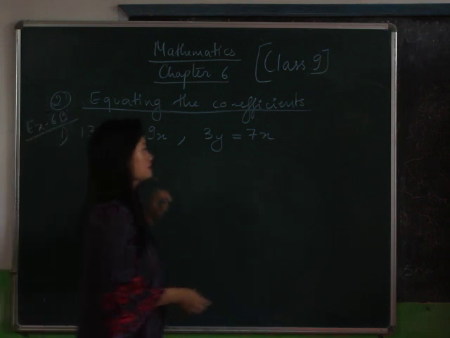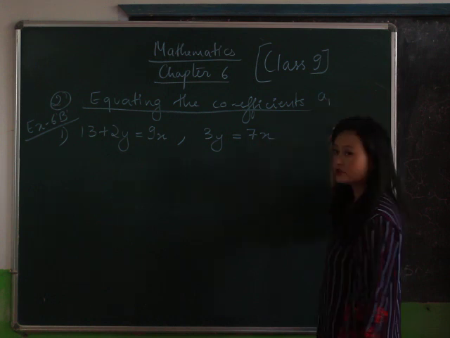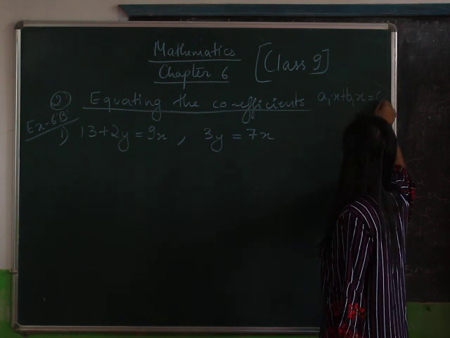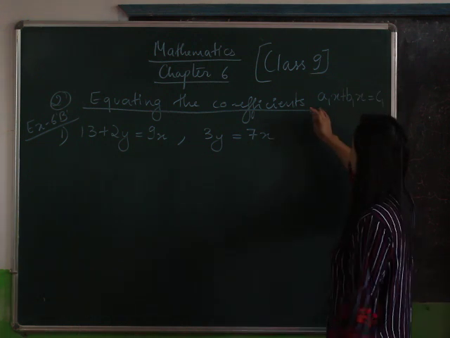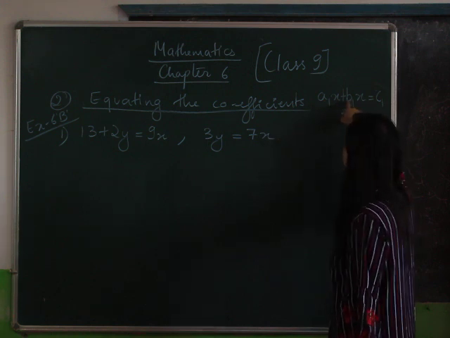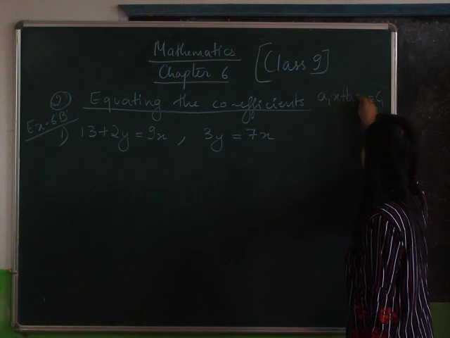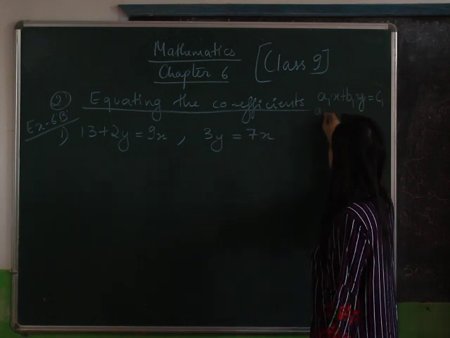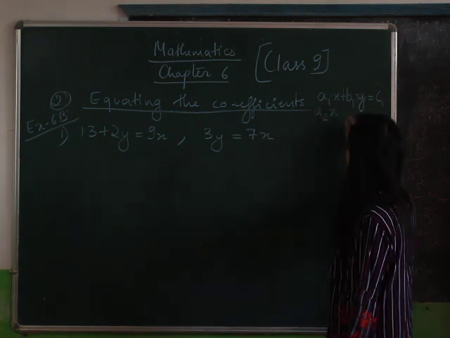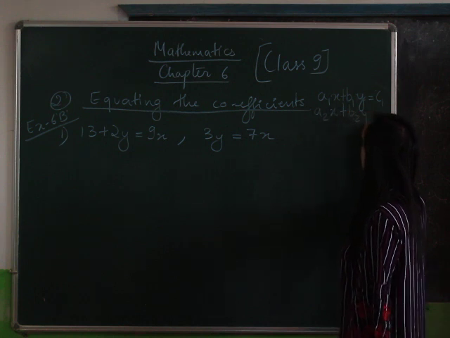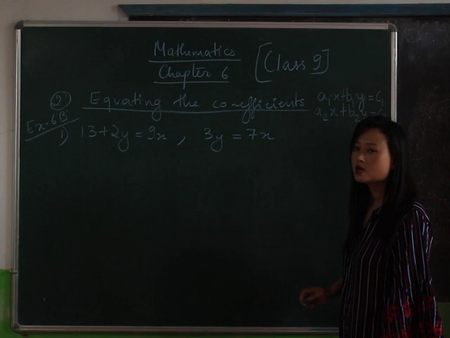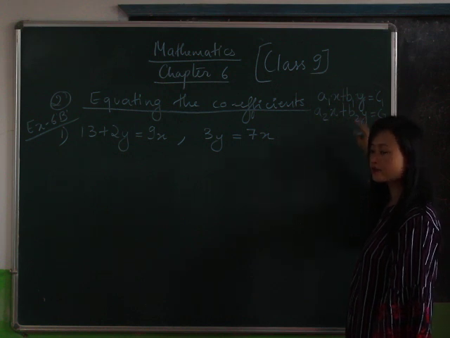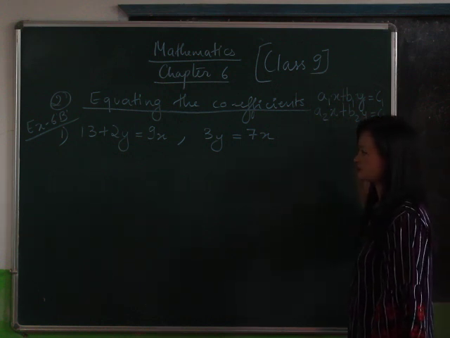Now, what would the general equation for this be? How do you arrange it? a1x plus b1y is equal to c1. Okay, this is your general equation. So a1 is the coefficient of x, b1 is the coefficient of y, and c1 is your constant. For your equation 2, your general equation will be a2x plus b2y is equal to c2. So a2 is the coefficient of x of your second equation, b2 is the coefficient of y of your second equation, and c2 is the constant here.